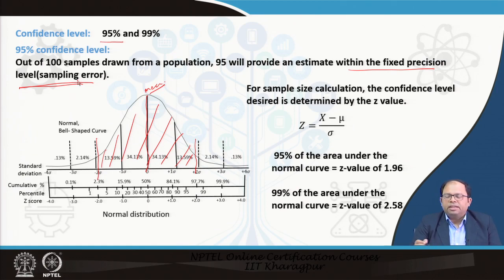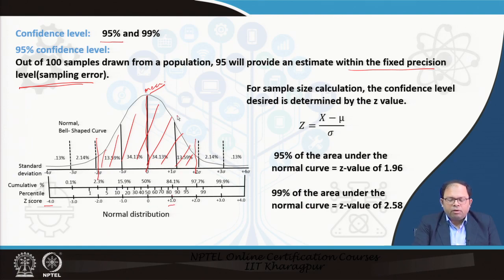That means if I have said that it is within a precision level of 5% or 2% on either side, then 95% of the time it will be within this particular area. So for sample size calculation, the confidence level desired is determined by the z value. Now z value is equal to x minus mu by sigma, which is the z score. So at the mean it is 0, over here it is 1, that means it is 1 sigma away. So the z score value over here is 1.